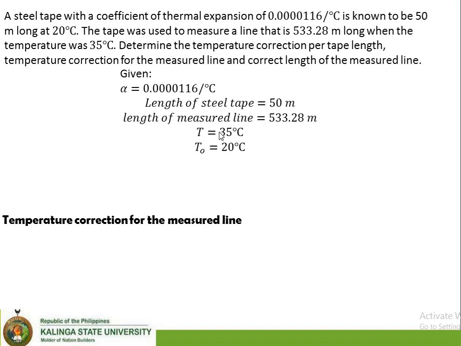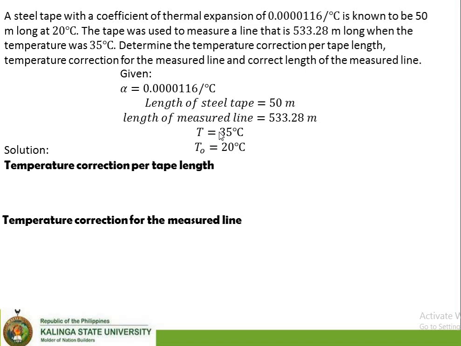The coefficient of thermal expansion is 0.000116 per degree Celsius. The length of the steel tape is 50 meters. Length of the measured line is 533.28. And the measured temperature is 35. And the standard temperature is 20 degrees Celsius.